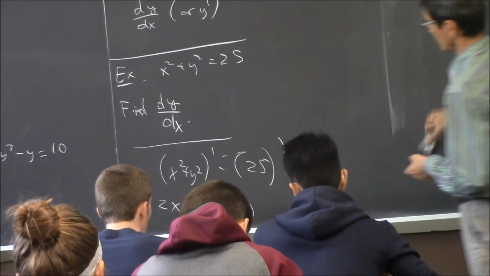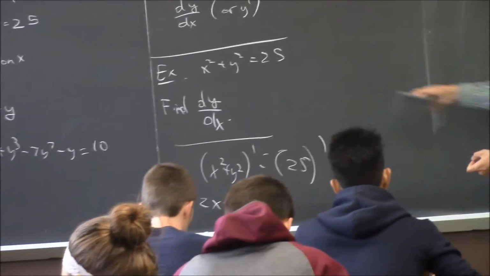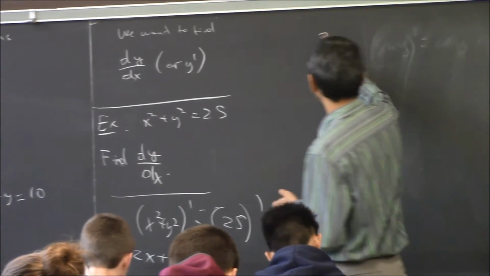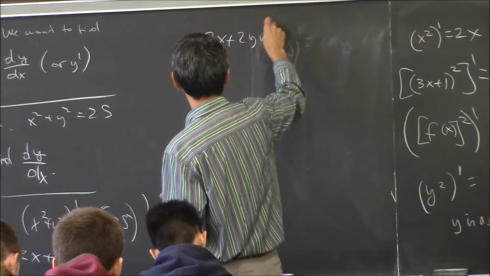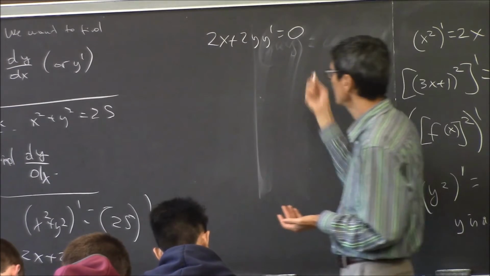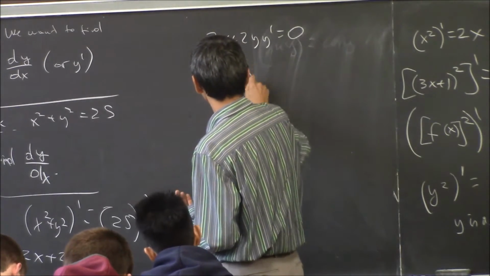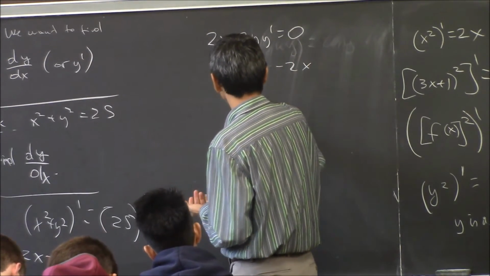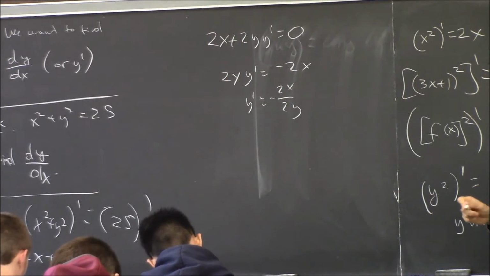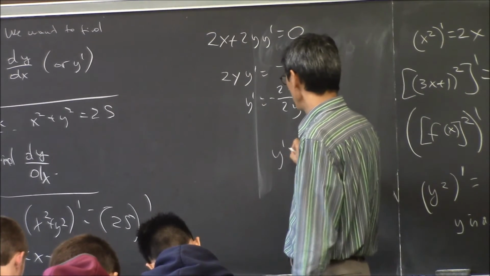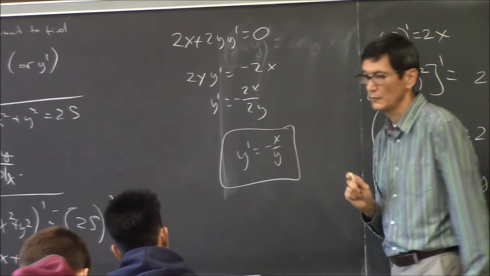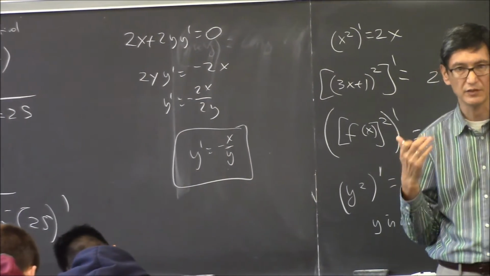And we can continue this now. Because we need to find y prime, dy/dx, we want to solve it for y prime. So let me rewrite it: 2x plus 2y, y prime equals 0. Now we're going to solve it for y prime, so subtract 2x from both sides, divide by 2y, so negative 2x over 2y, and of course simplify, so y prime equals negative x over y. So that's how we're going to be finding the derivatives of implicit functions.